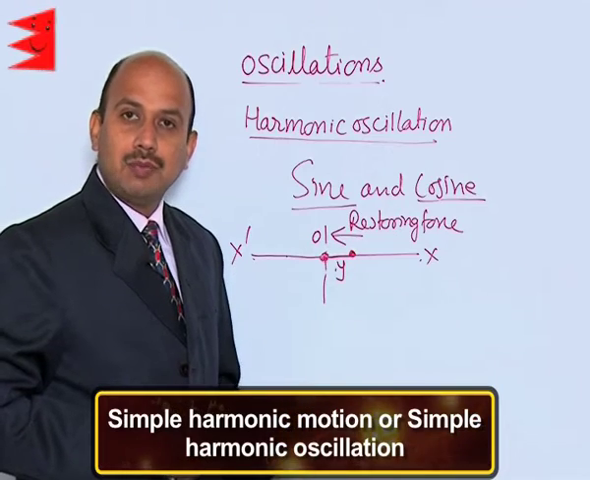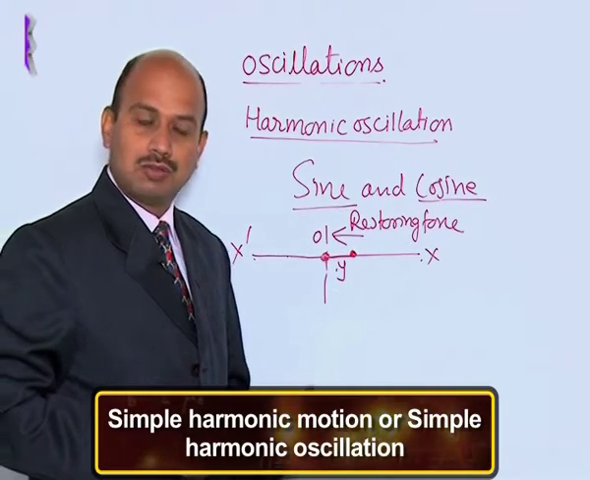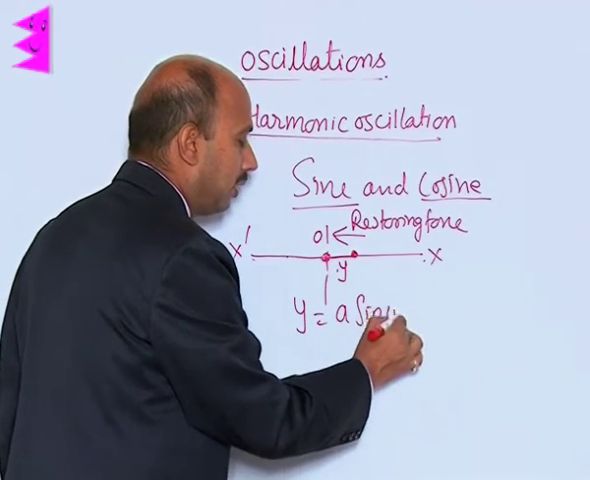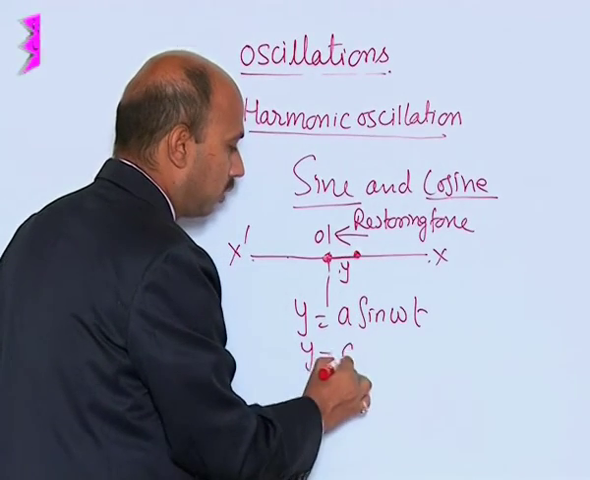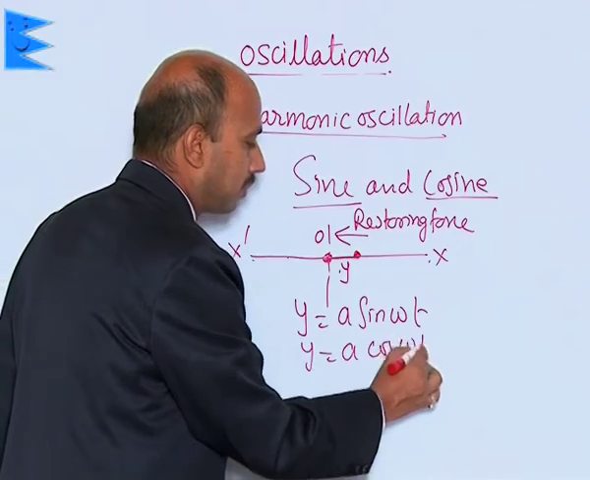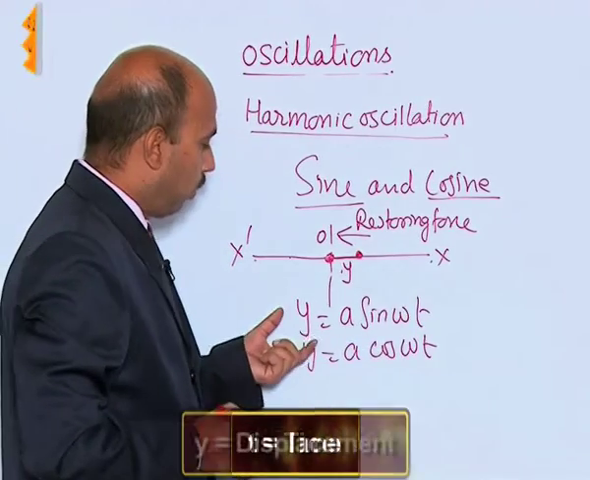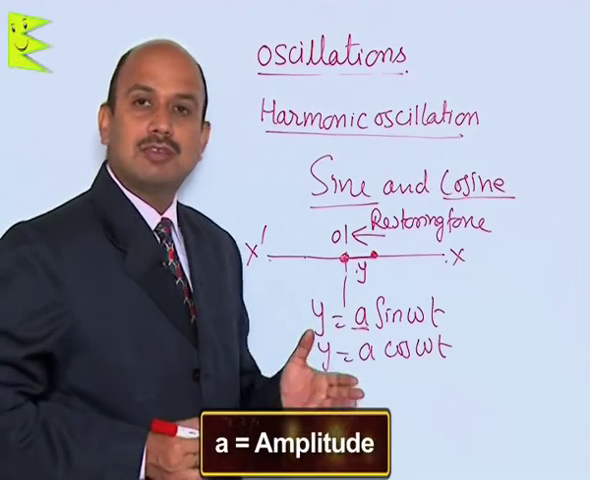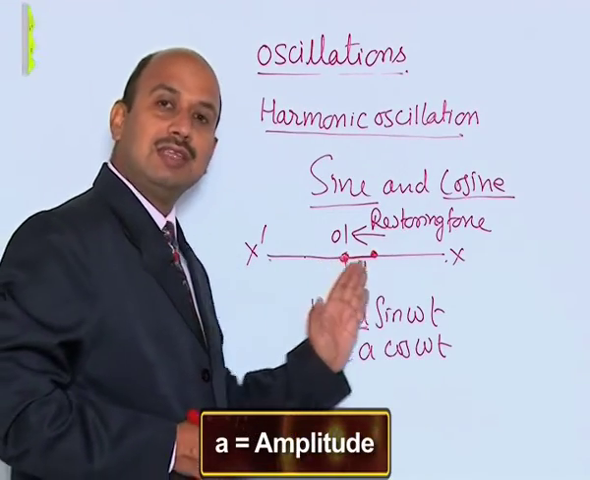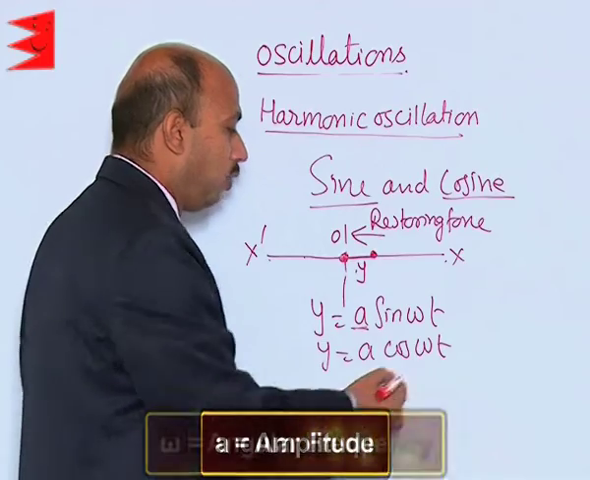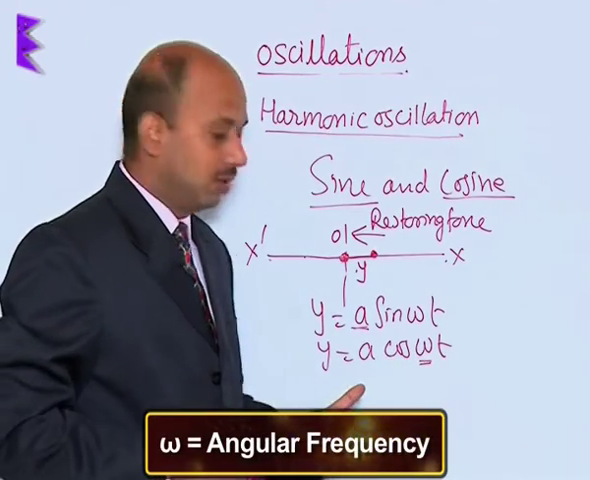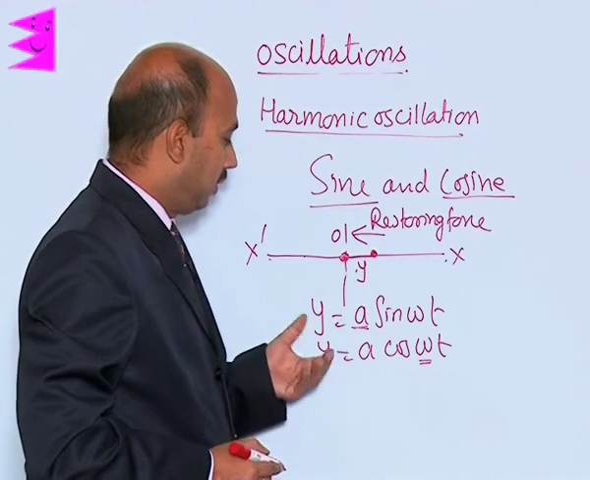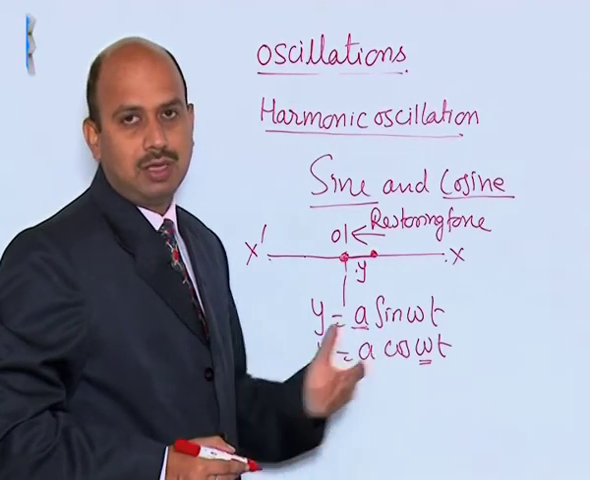Mathematically we can represent simple harmonic oscillation like this: y is equal to a sin omega t, or y is equal to a cos omega t, where t is any time, y is the displacement at any time t, and a is the amplitude, that is the maximum displacement from the mean position to either side of the mean position, and omega is called the angular frequency. So simple harmonic oscillation can be represented by y equal to a sin omega t and y equal to a cos omega t.